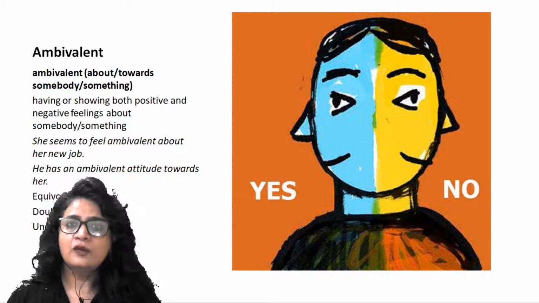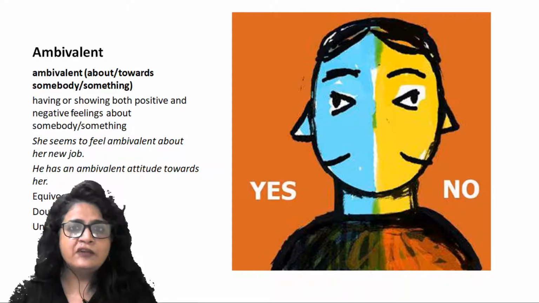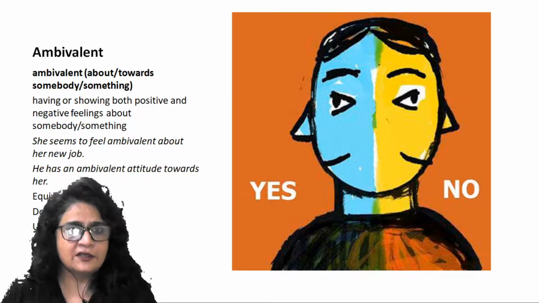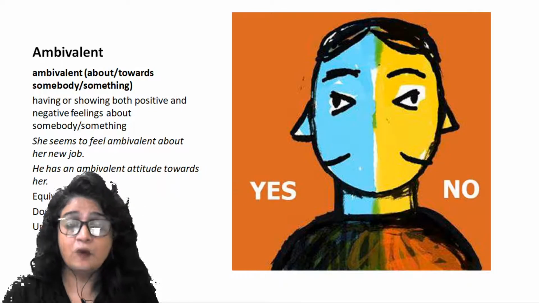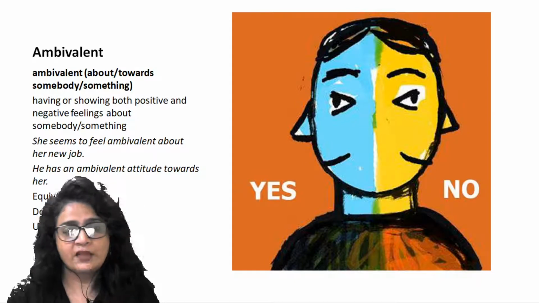So yes and no here does not mean two-faced or Janus-faced, but rather the conflicting opinion, the state of conflicting opinion this person is facing. So the preposition which is going to be followed by ambivalent is about or towards. So you feel ambivalent about someone or towards someone or something.